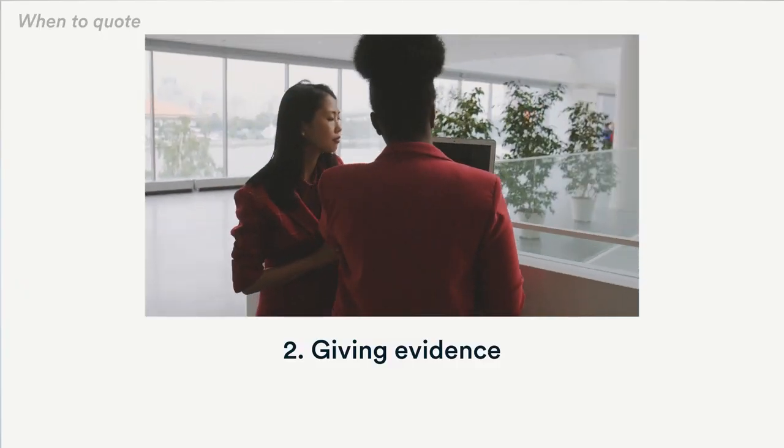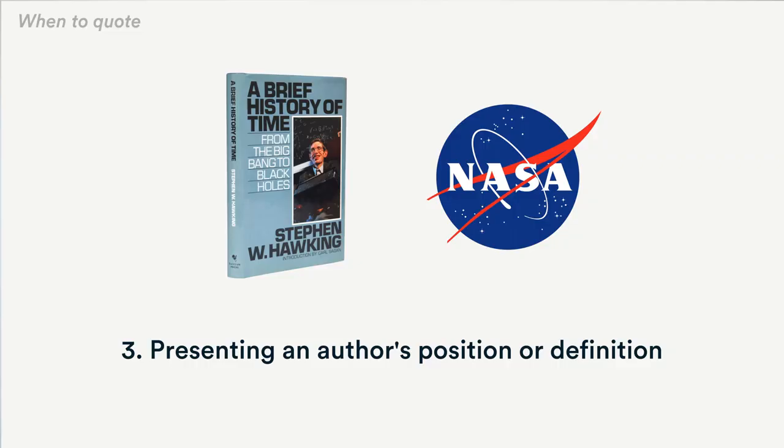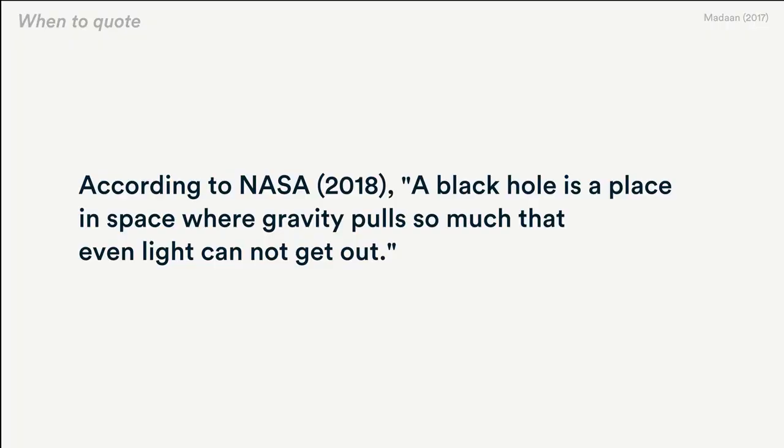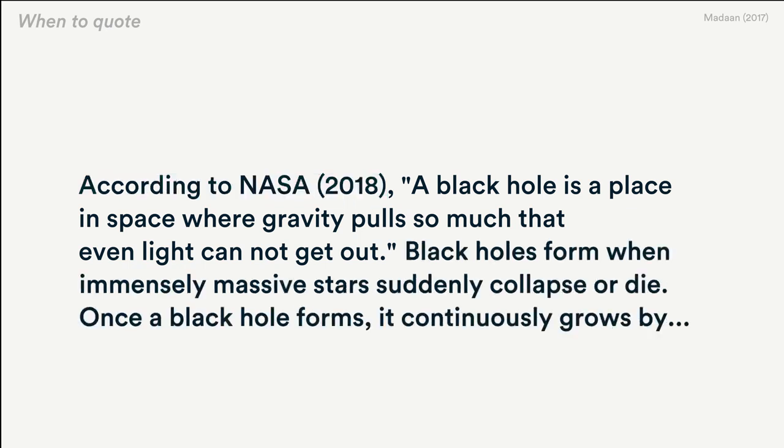Number 2, giving evidence. To convince the readers of your argument, interpretation, or your position on a topic, you should include quotes that support your point. Number 3, presenting an author's position or definition. You can quote to show that your point is supported by an authority on a topic or to critique a position that you disagree with. For example, you found a sentence that perfectly sums up a theory of your topic, so you quote the author before elaborating on your understanding of that theory.